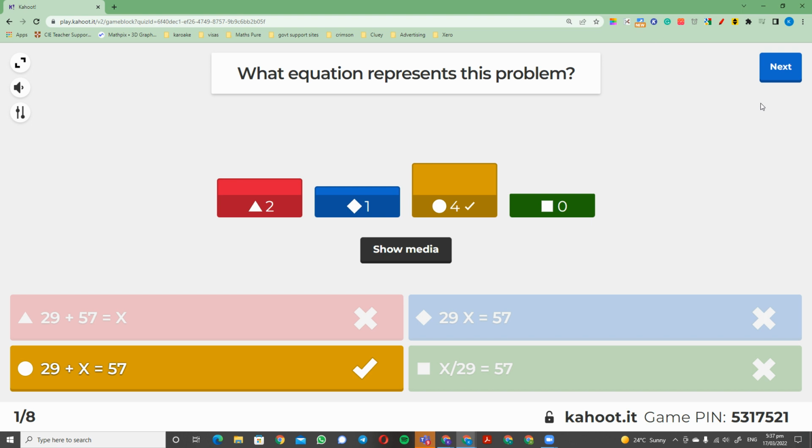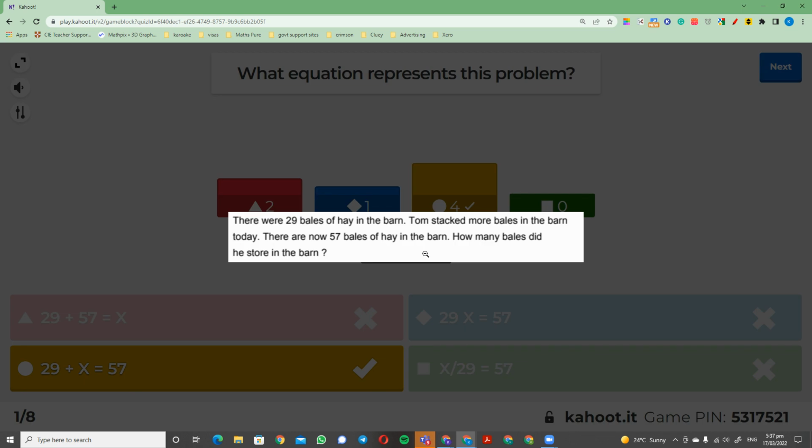Okay. What equation represents this problem? I'll give you a second to just think about it. Why would the answer be 29? Now, don't type anything. Talk to me. You can unmute yourself and talk. Why would the answer be 29 plus x equals 57, if that's the question?